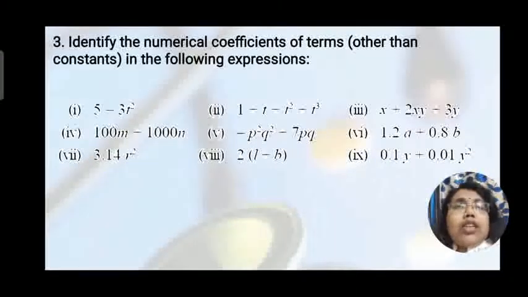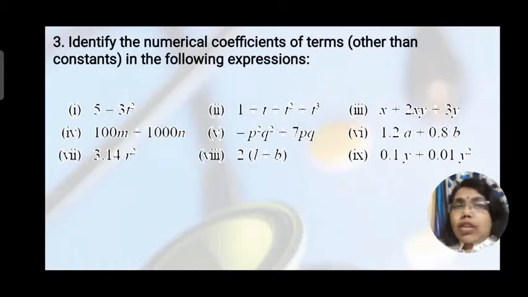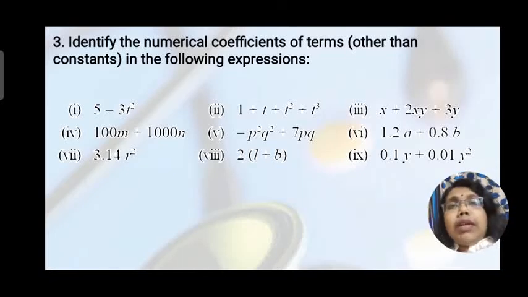Now next we have to identify the numerical coefficients of the following. That means only the numbers, not the variables. So the coefficient comes with the variable. So here the coefficient is the number and variable together making a term.